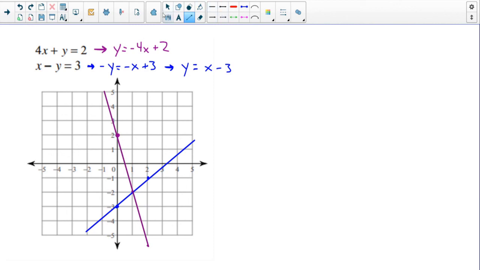Okay, so now that we've graphed the lines, we can see clearly the intersection right here is going to be our solution. This looks like it's (1, -2). All right, so that's basically it. This is solving a system of two equations by graphing them and then just visually looking to see where that intersection is.